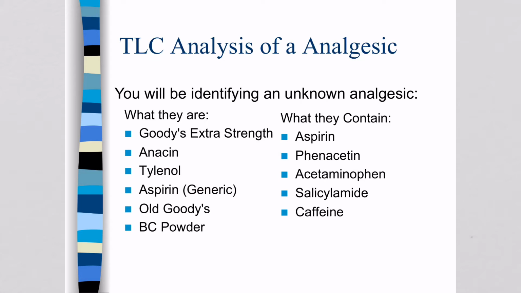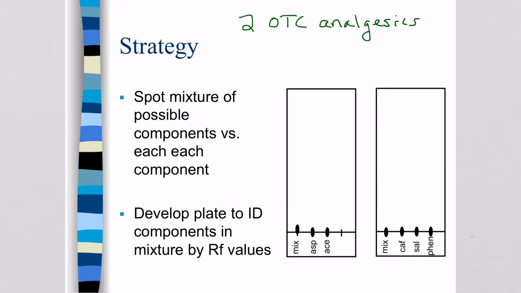Also note that caffeine is not an analgesic. However, it is put in many over-the-counter analgesics because it is a vasodilator and can help relieve headaches. So you will be assigned 2 over-the-counter analgesics to identify. And what we're going to do in the next couple of slides is describe the strategy for how you're going to determine what of the 5 components they may have in them.